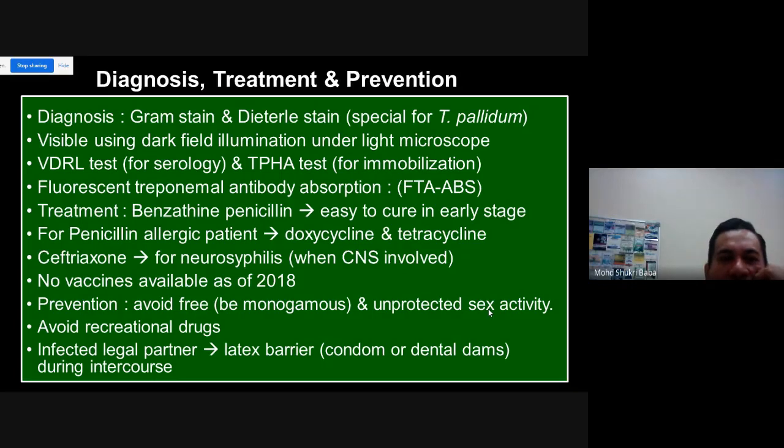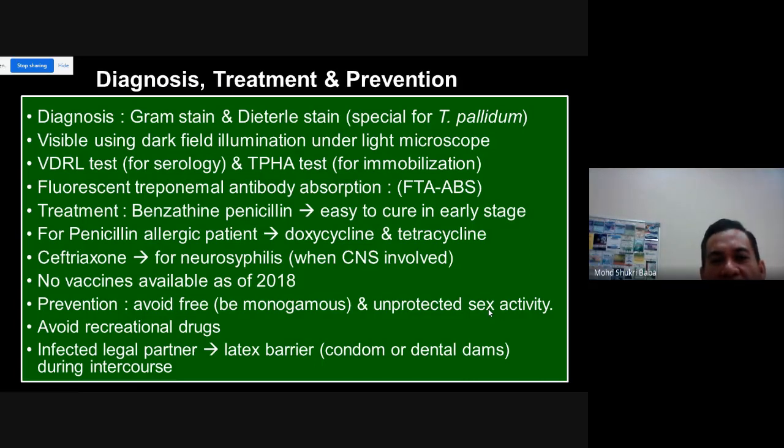Okay. VDRL test for serology. VDRL is venereal disease research laboratory test. Try to look at in the internet what is VDRL. And also TPHA test untuk mobilization. TPHA is Treponema pallidum hemagglutination assay. Alright, so you can read it from any sources. Fluorescent Treponema antibody absorption. Okay, also another test, AHBS.